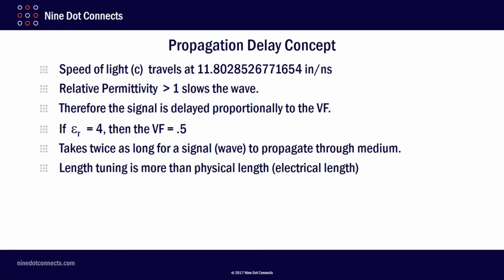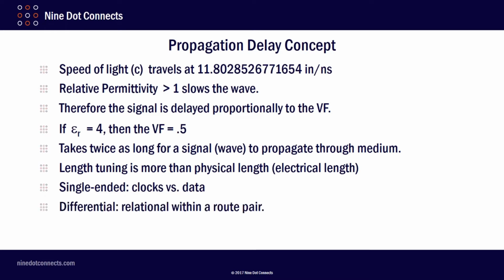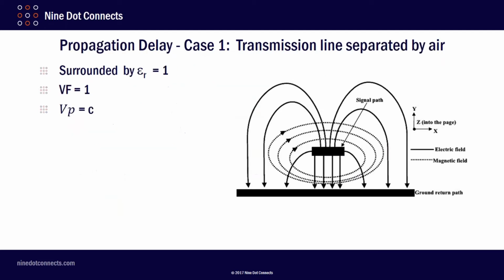When you start to understand this delay factor, then you start to realize that length tuning is more than just the physical length. You've got to tune it electrically. Some examples: single-ended type signals, clocks, and data. Differential signals, you have to worry about that tuning within the route pair itself because they're relational. And I'm going to talk about 3 specific cases.